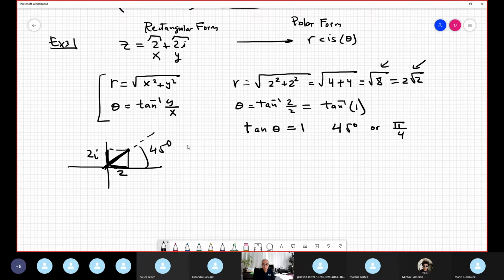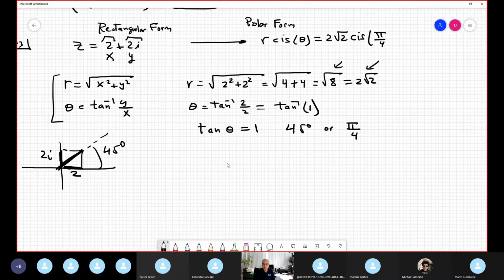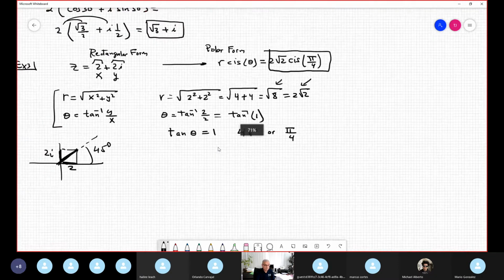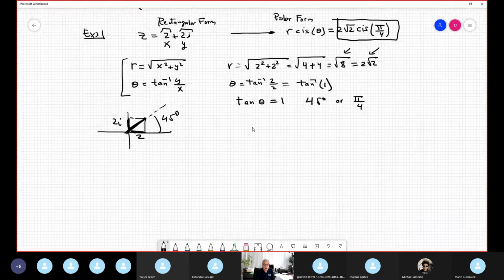So what is the polar form? The polar is r cosine theta plus i sine theta. The r was 2 radical 2, and the angle was pi over 4 or 45 degrees. Either way, the student can prefer radians or degrees. It's equivalent. This is the answer to this problem. Does everyone follow me?